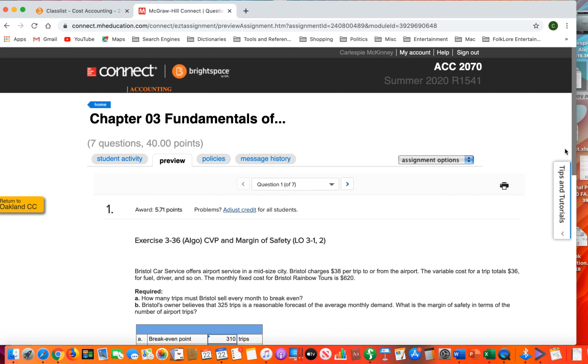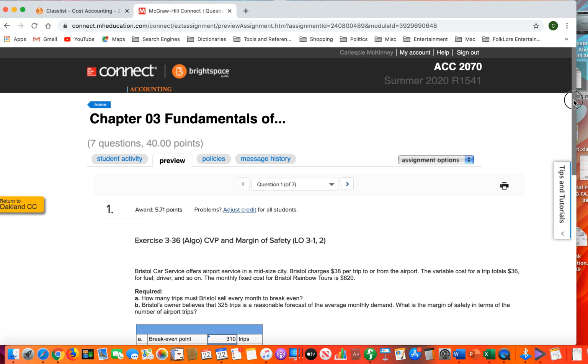Bristol Car Service offers airport service, charges $38 per trip. The variable cost for a trip is $36, and the monthly fixed cost is $620. So, how do you calculate the break-even point in terms of trips? How many trips does it take to break even? Now, they show here the answer is 310 trips.